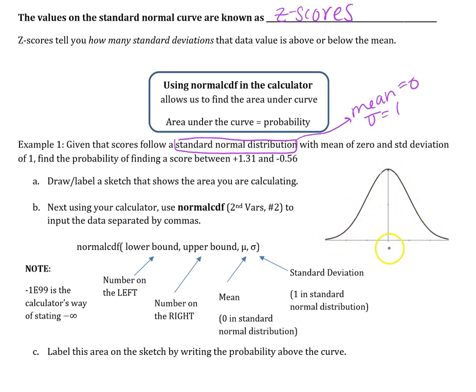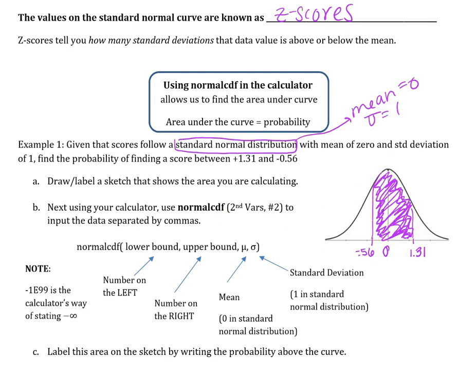So here's my standard normal distribution. This is 0. And we'll say like this is maybe 1.31. And maybe this is -0.56. I'm going to find this area. Okay, and this is how you would sketch finding the area of this curve. We're going to use our calculators and a feature called normal CDF, which is located under second vars option 2, to input this data to help me find the area under the curve.